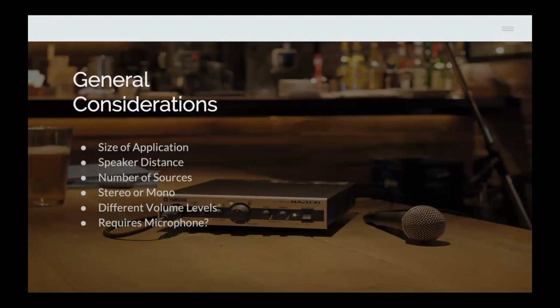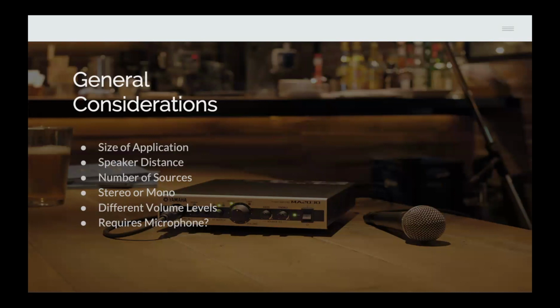Before we do that, let's have a look at the general considerations. And these are things that you need to consider when you're planning to deploy a system. The first one is the size of the application, because that's going to govern the speakers and the amplification you're going to use. Then we need to consider the speaker distance, because there are several different ways that you can wire a commercial audio system. And I'm going to run through those in a little while.